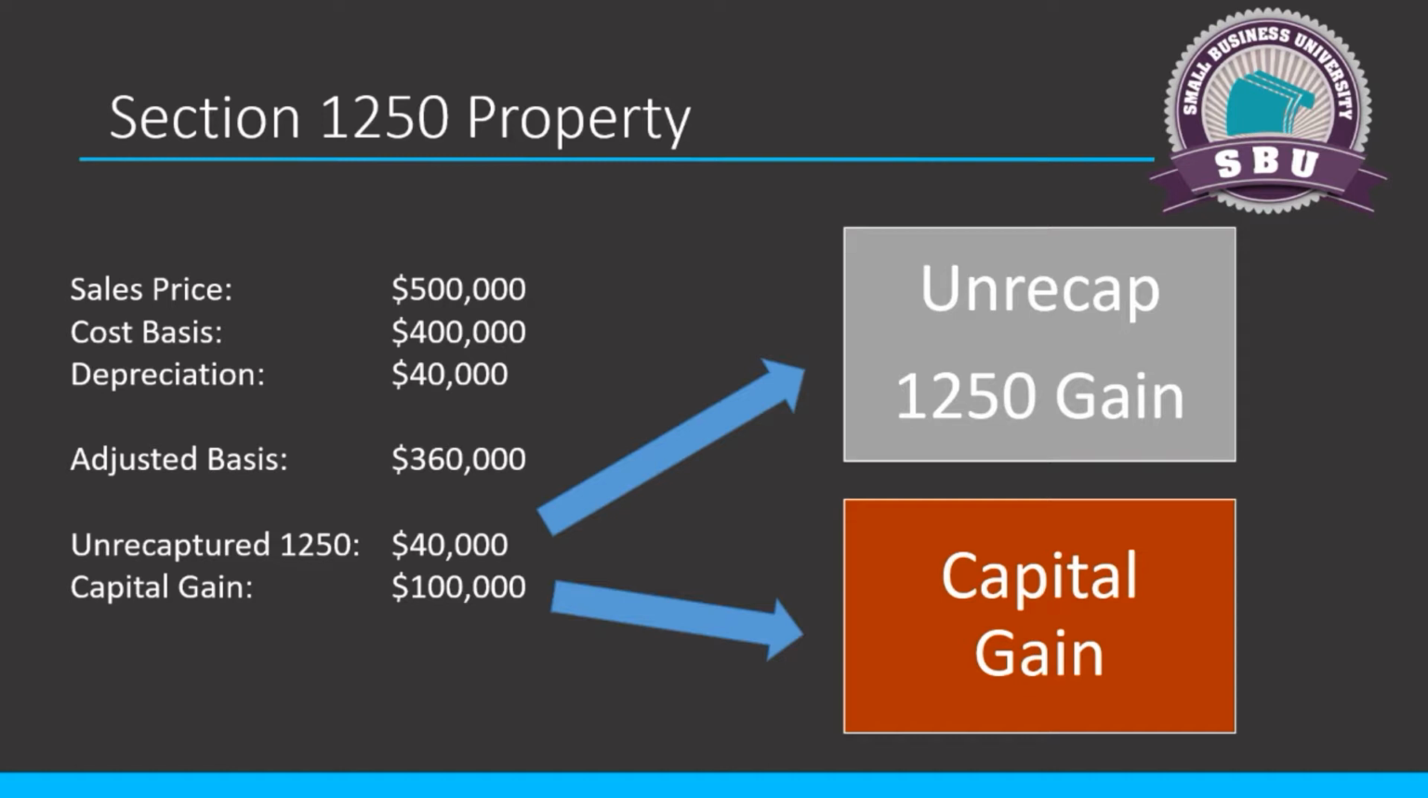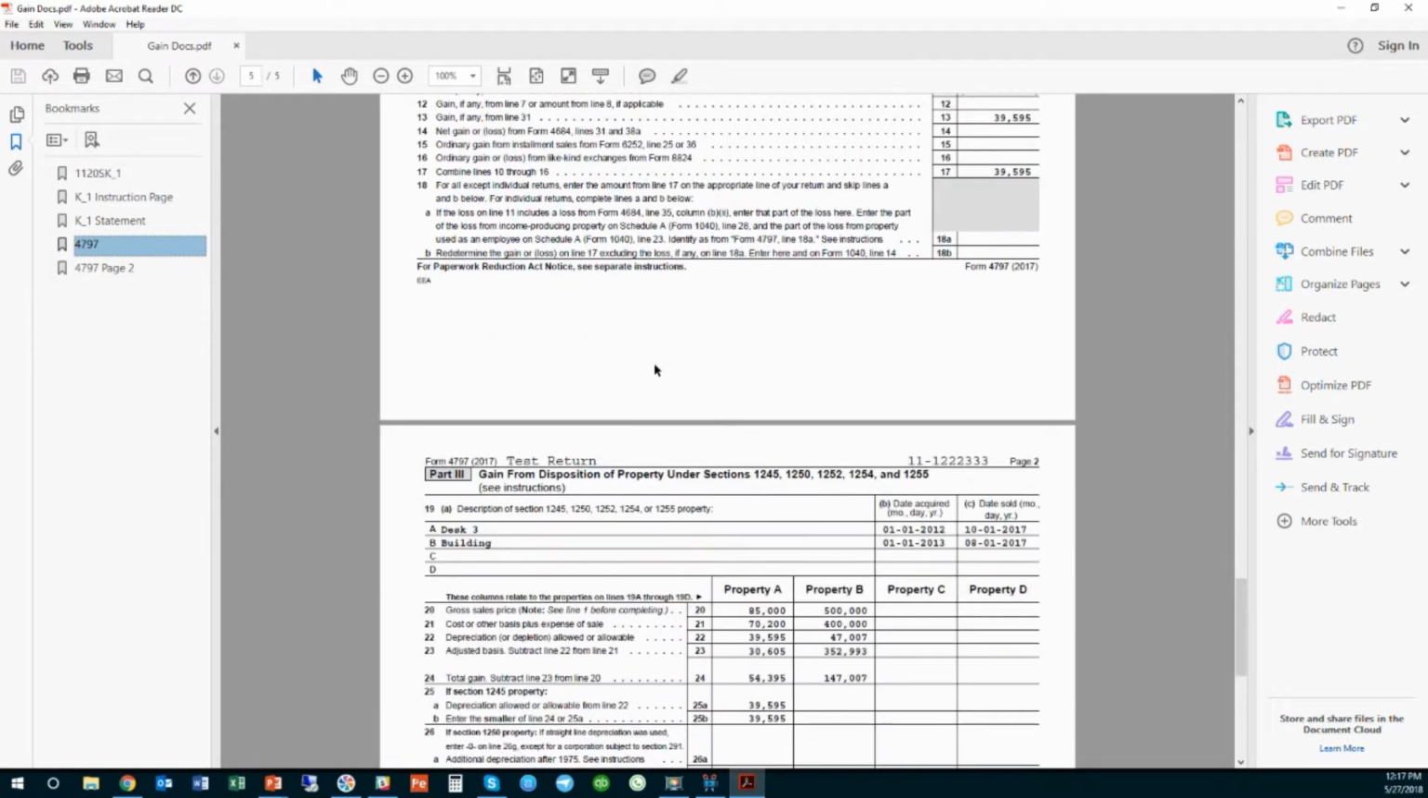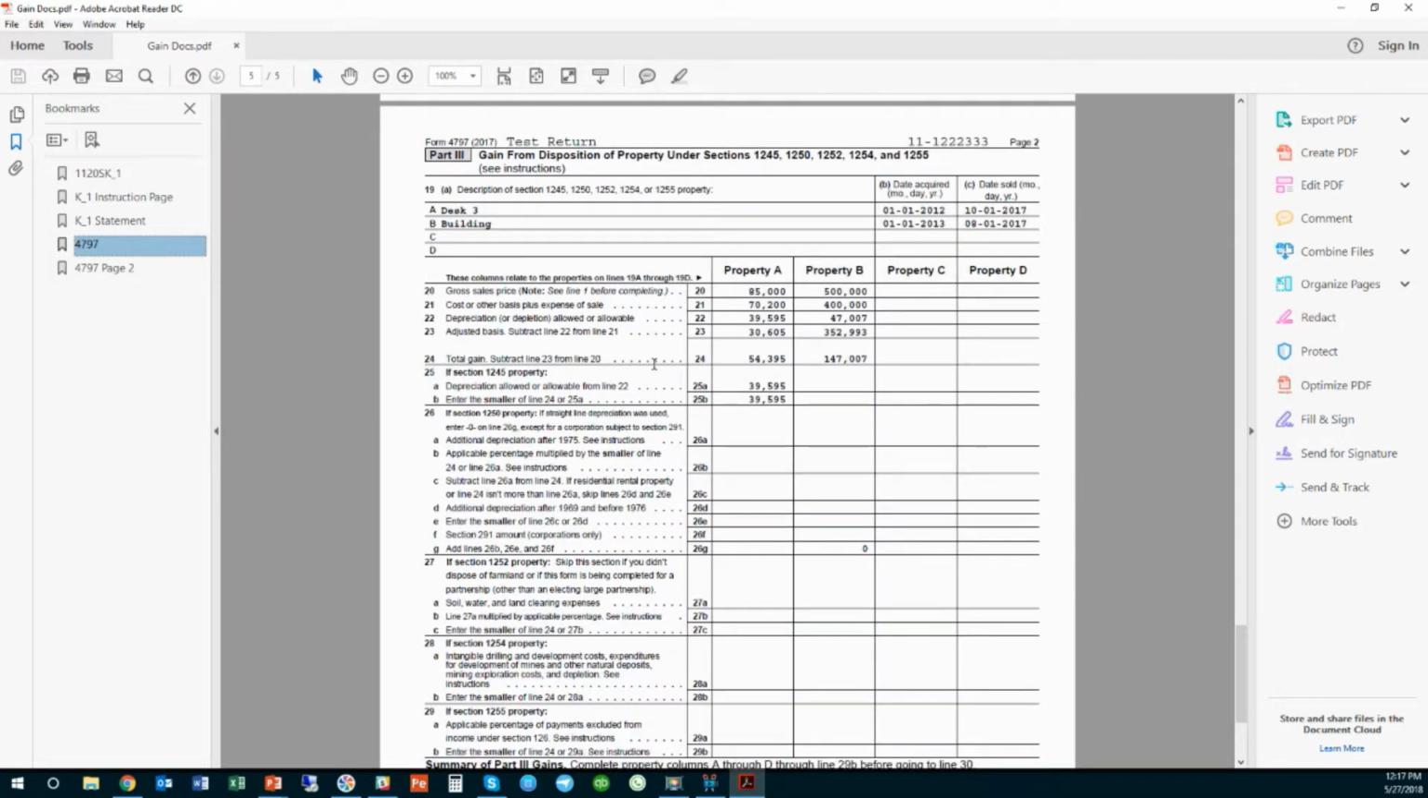All right, let me show you the 4797 a little bit. I have mocked up a few different forms here. I've got them in PDF format. You should be able to see my screen here. And as I said in Accounting 1, when it comes to the 4797, it's 2 pages. We actually have to look at the second page to understand what's going on on this first page. So I'm going to scroll down a little bit here, and this is the second page.